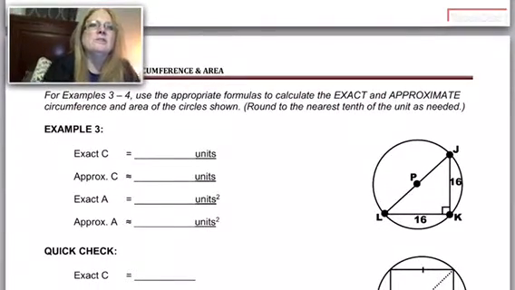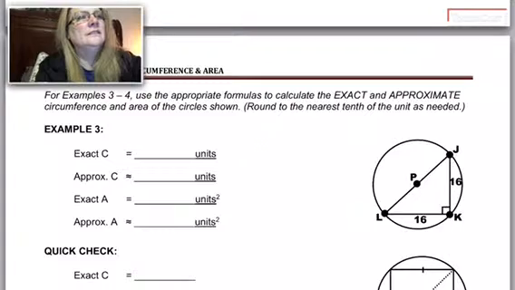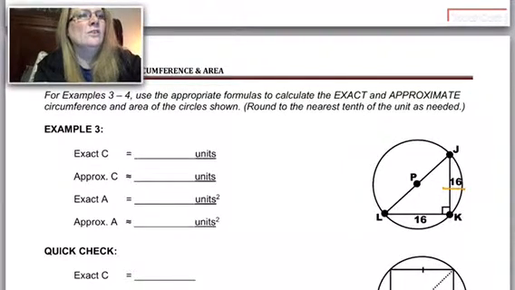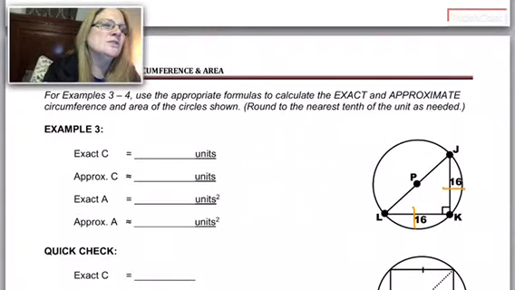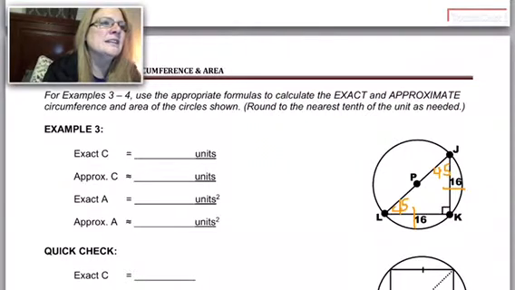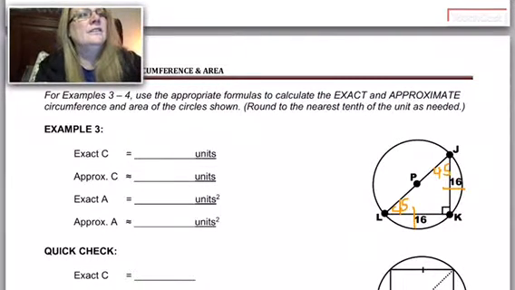All right, so example 3, we want the circumference and the area. So we look here and we have a right triangle where both legs have the same length. So you should know that that would be a 45, 45, 90 triangle. So if each side is 16, the diameter should be 16 times the square root of 2.